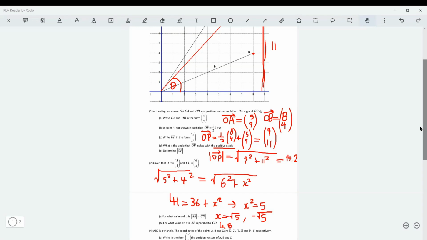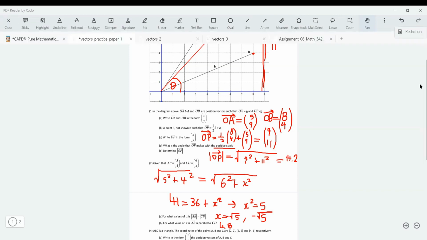All you have to remember is that when two vectors are parallel, one is a multiple of the other. All right. Moving along.